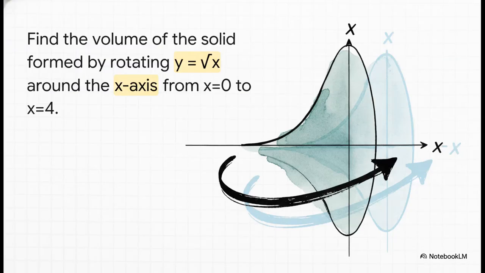Okay, theory is great, but let's put this process to the test. We're going to take the function y equals the square root of x, and we're going to rotate the area underneath it around the x-axis, just on the interval from x equals 0 to x equals 4.